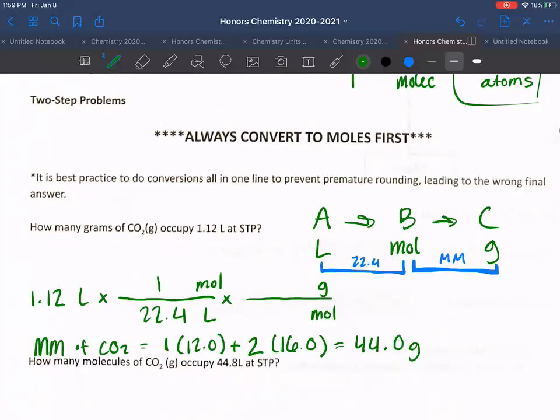So we are going to use, or sorry, grams per mole. We're going to use that in our fraction. So we have 44.0 over 1. And so now we're going to take 1.12, divide that by 22.4, multiply that by 44, and we get 2.20 grams of carbon dioxide.